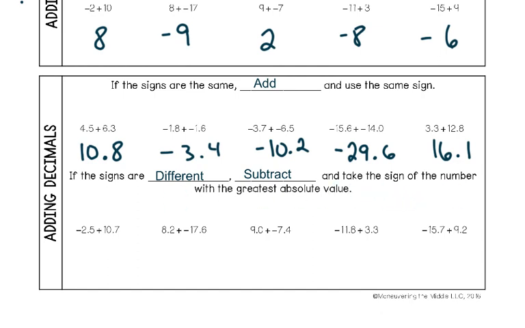And then take the sign of the number with the greatest absolute value. So exactly like we did with integers. So we are going to subtract on all of these because they have different signs. So a negative plus a positive means that we're going to subtract. So like I was saying a second ago, I write the bigger number on the top for addition because you have to do this for subtraction.